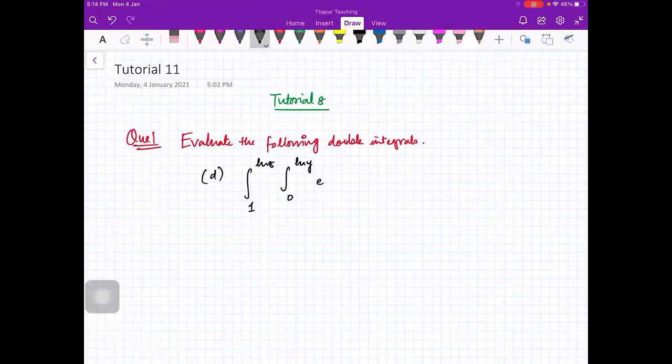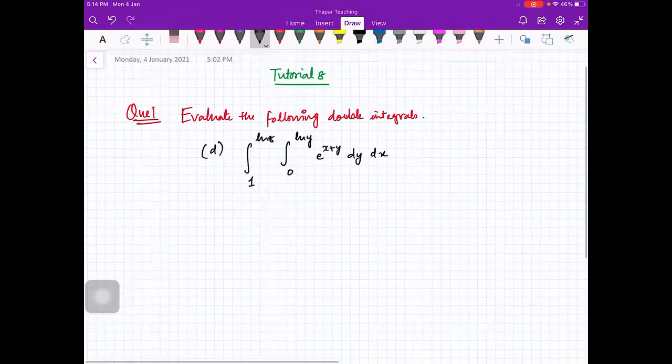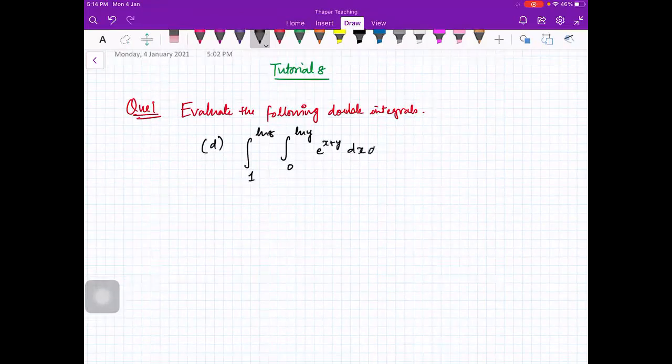e raised to power x plus y dy dx. Right now, sorry, dx dy. So now you see here, first you have to integrate with respect to x and then with respect to y. Now if you integrate it with respect to x, you can just write it as e raised to power y into the integration of e raised to power x, that is e raised to power x, limits from 0 to log y, dy. Okay, 1 to log 8.